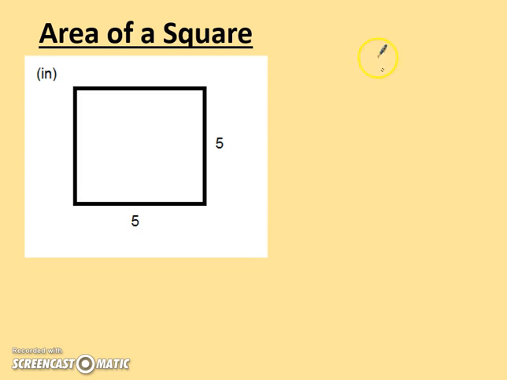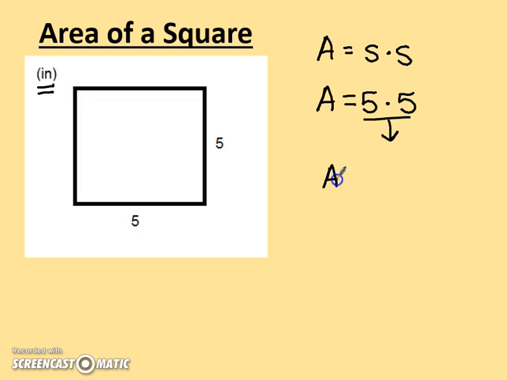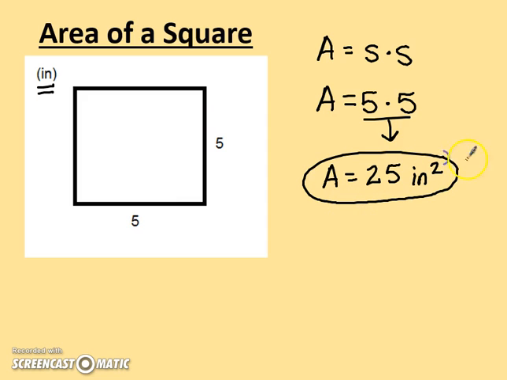Let's now look at a square. This square is 5 by 5, and it's measured in inches. The formula for the area of a square is side times side. So if our formula is side times side, our side length is 5, and our other side length is 5, so we have 5 times 5. 5 times 5 is 25. Now, since it was measured in a length of inches, our area is going to be square inches, because area is the number of square units that covers a surface.